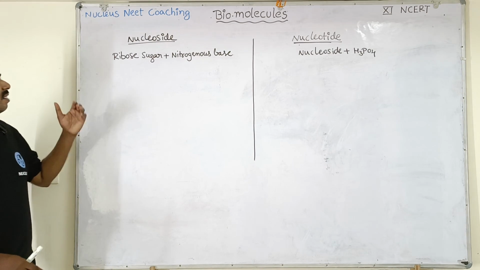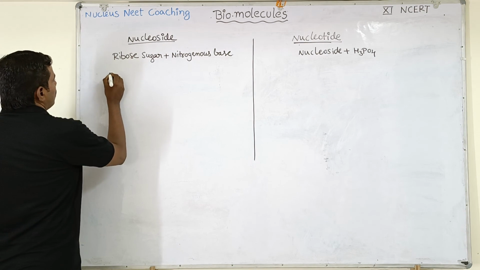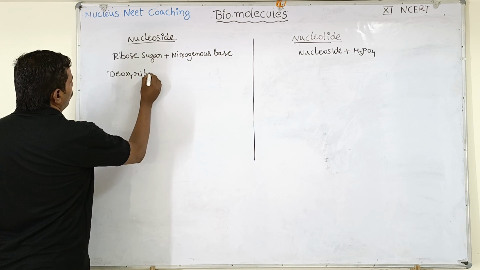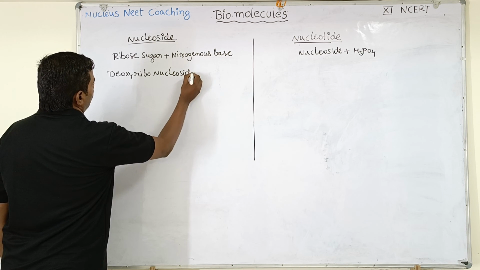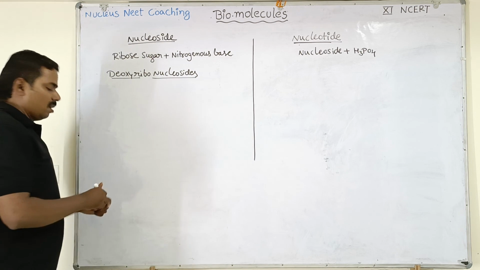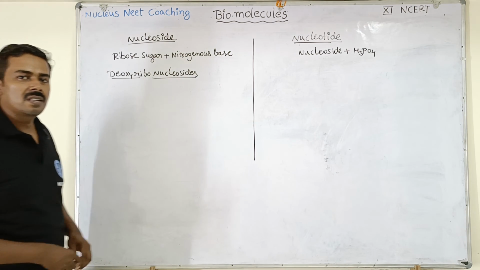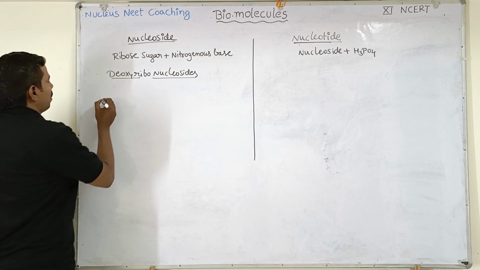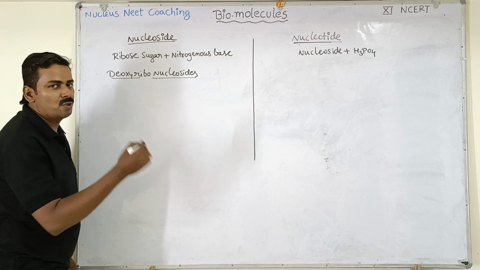Students, now let us represent the different types of nucleosides present in the nucleic acids. First, we will discuss deoxyribonucleosides. So, what are deoxyribonucleosides? These are nucleosides which have deoxyribose sugar. What type of sugar? Deoxyribose sugar. Okay. So, you know what is the difference between deoxyribose sugar and just ribose sugar, right?